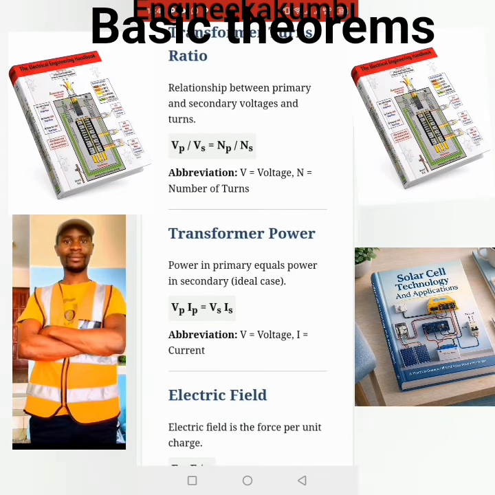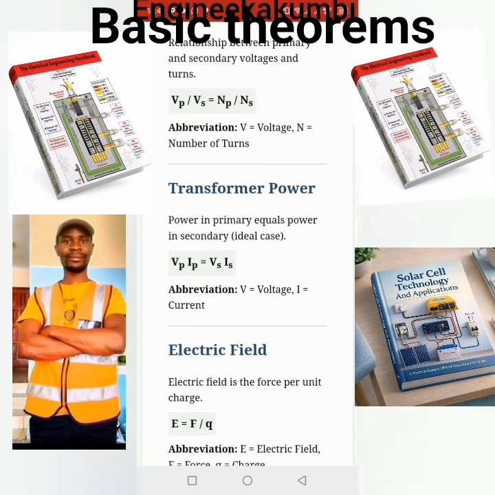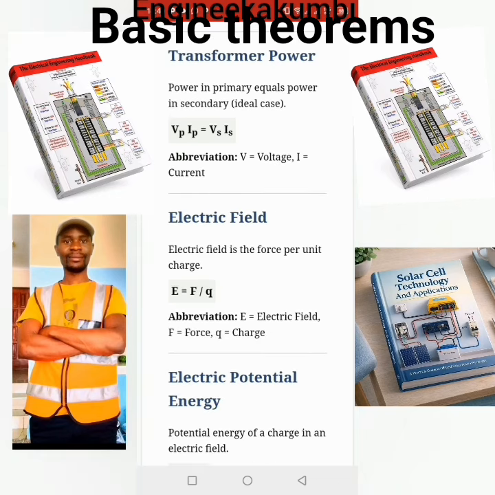The other thing we need to understand is transformer power. When we talk of transformer power, we are talking about power in the primary equals power in the secondary in the ideal case. So know this formula, then all is well. Abbreviations: V is voltage, I is current. We also talk about the electric field. Get this.